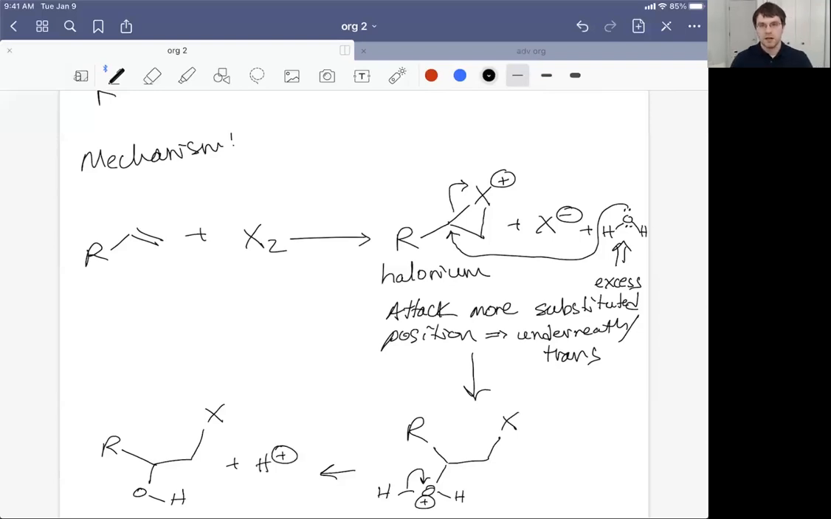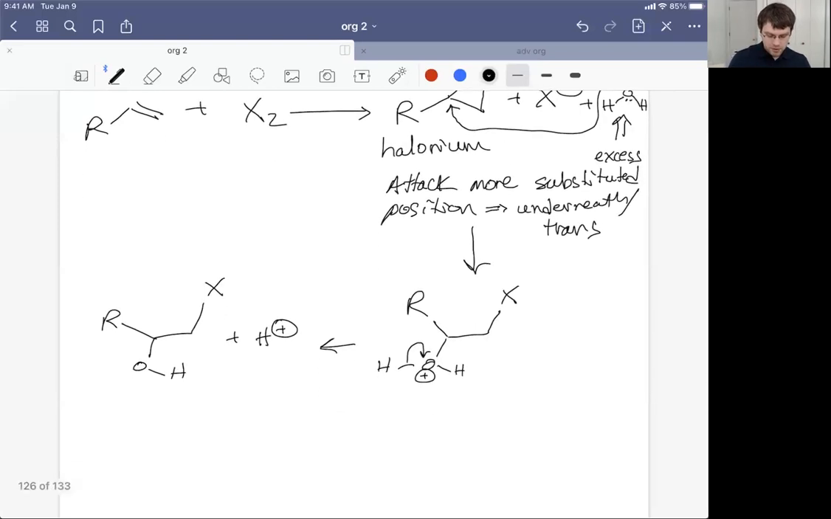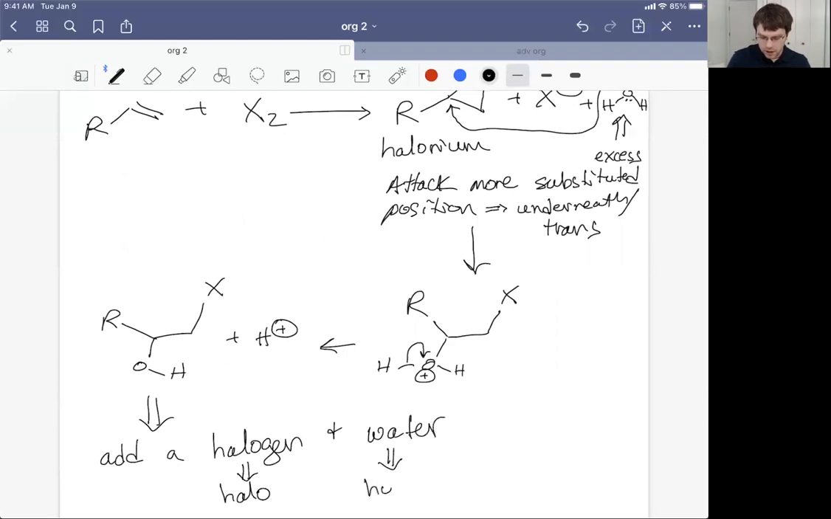H+ does not promote this reaction. It's not a catalyst for a reaction, so it does build up, and we have to take that into account when we clean up the reaction. But the important thing is that we add a halogen, which is our halo, and water, which is our hydrin. The Halohydrin reaction.